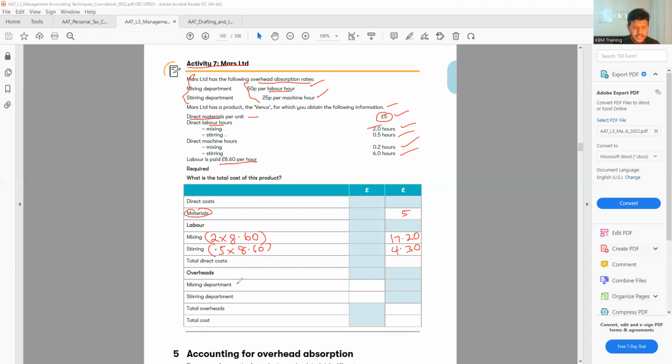So I said 2 times 0.50. 50 pence means 0.50 per labor hour, and that gives me 1.